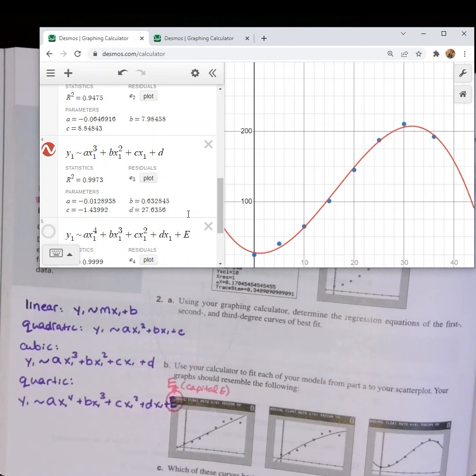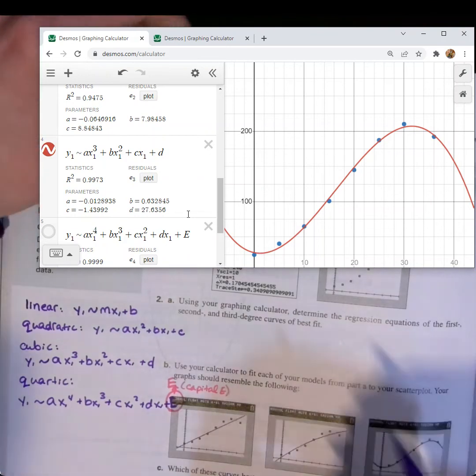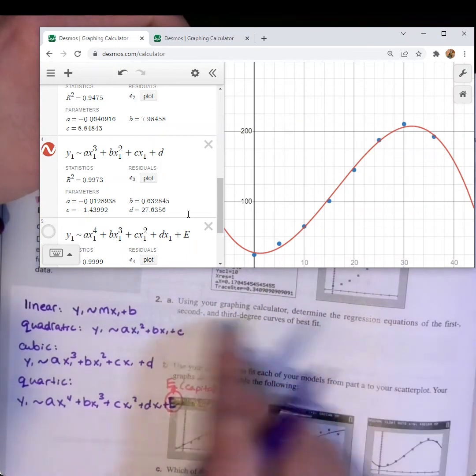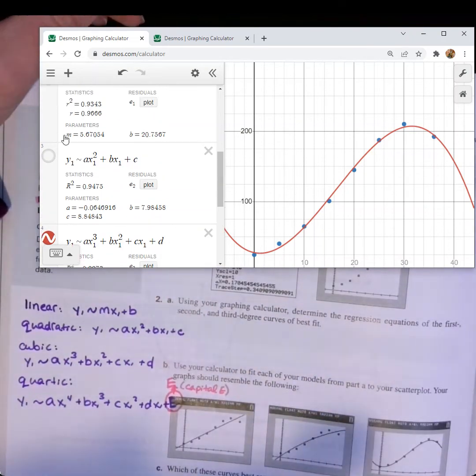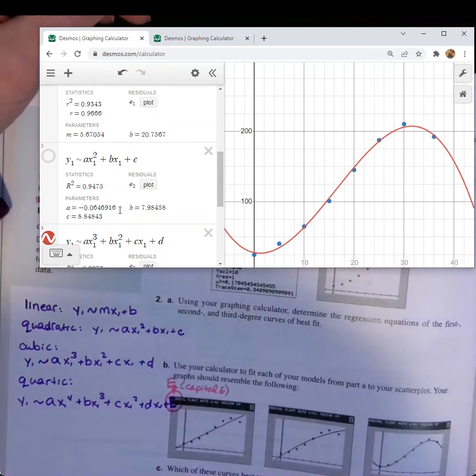Okay, so let's write this one down. I didn't write down the first and second degree. You can see their parameters up here. You can write the equations down if you wish.